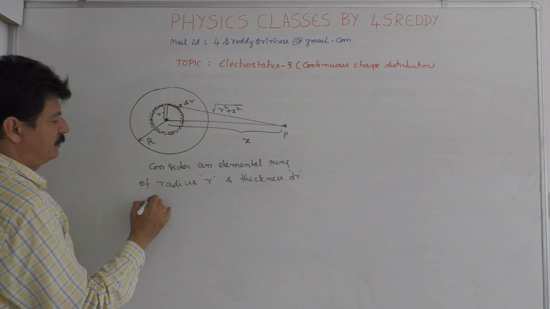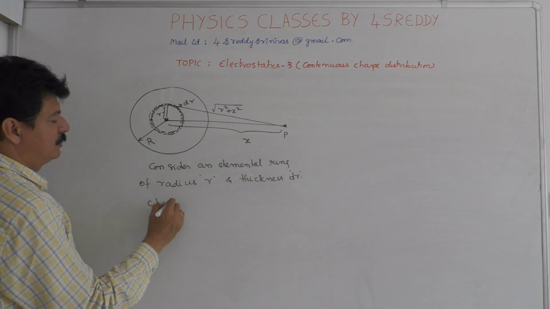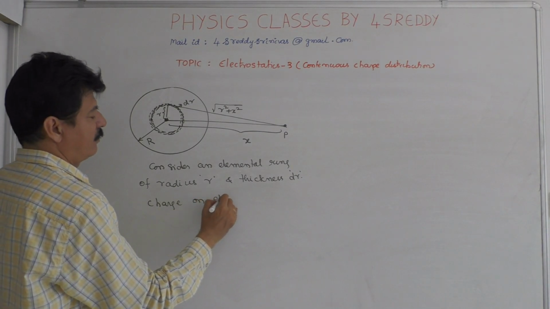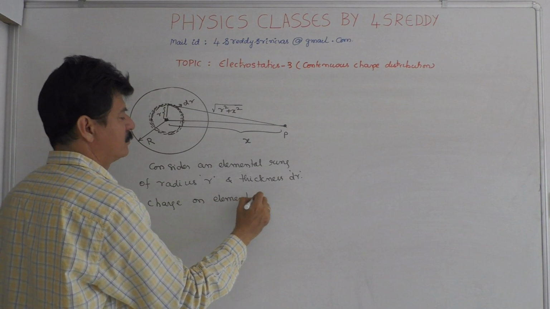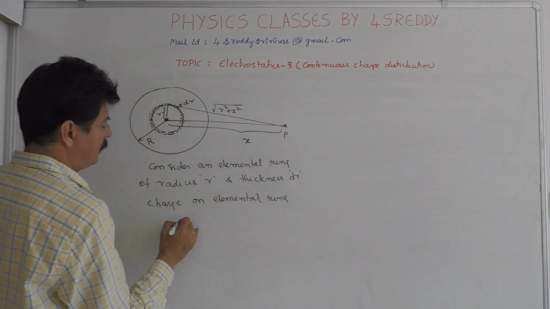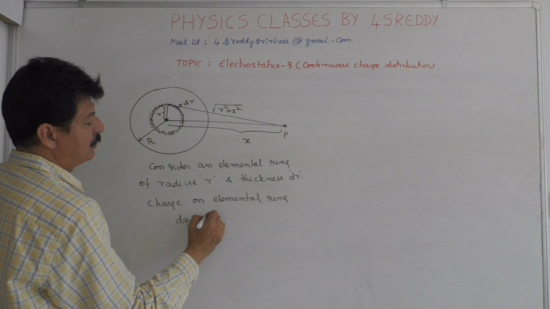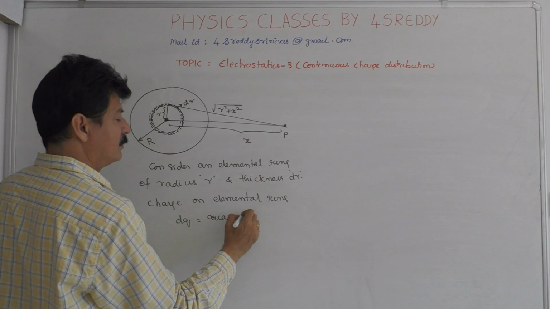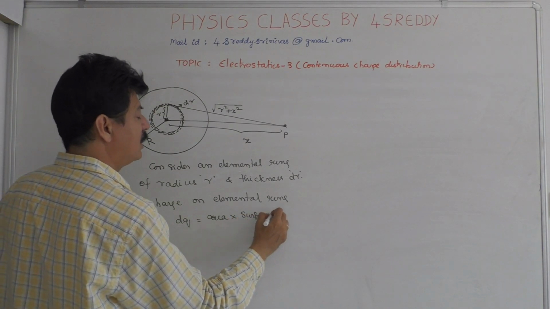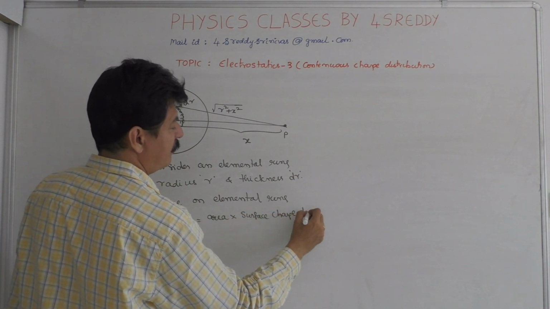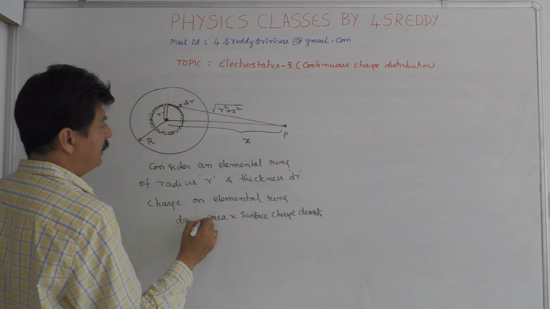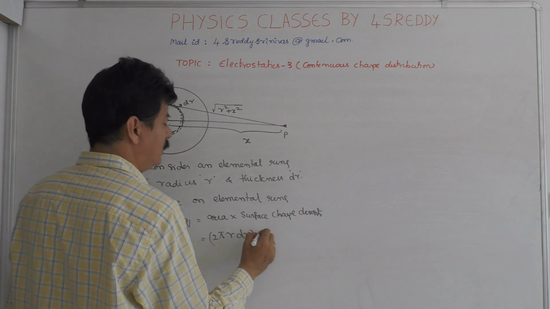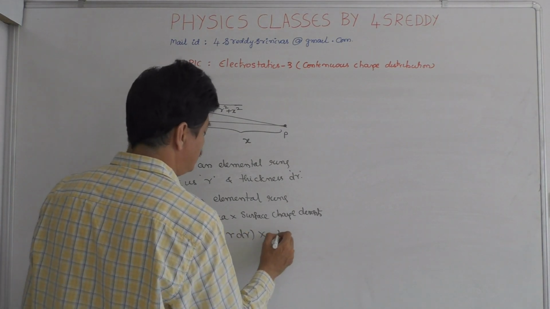Then, the charge on the elemental ring, dq, is given by area into surface charge density. Area is nothing but length into thickness, that is 2 pi r into dr, into surface charge density sigma.